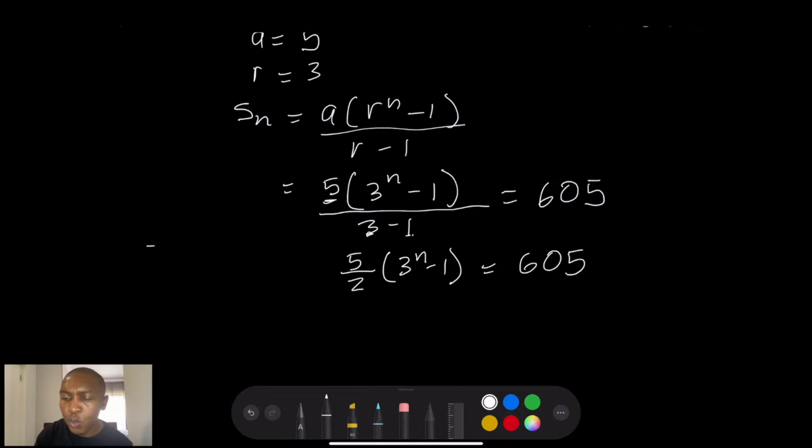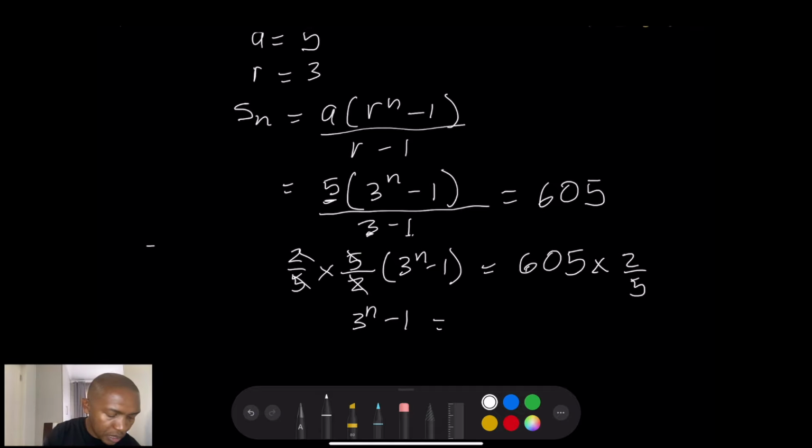Now, we've got a fraction as a coefficient there. So all I'm going to do is multiply by the inverse of that fraction, that's 2 over 5. But remember, what I do on the left, I have to do on the right. The reason I'm multiplying by 2 over 5 is that those will cancel out. So I've got 3^n - 1, and I'm going to say 605 multiplied by 2 over 5, and I get 242.